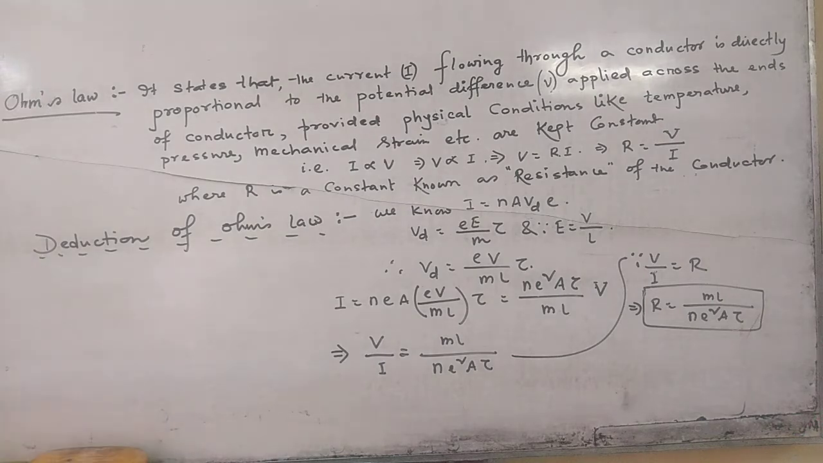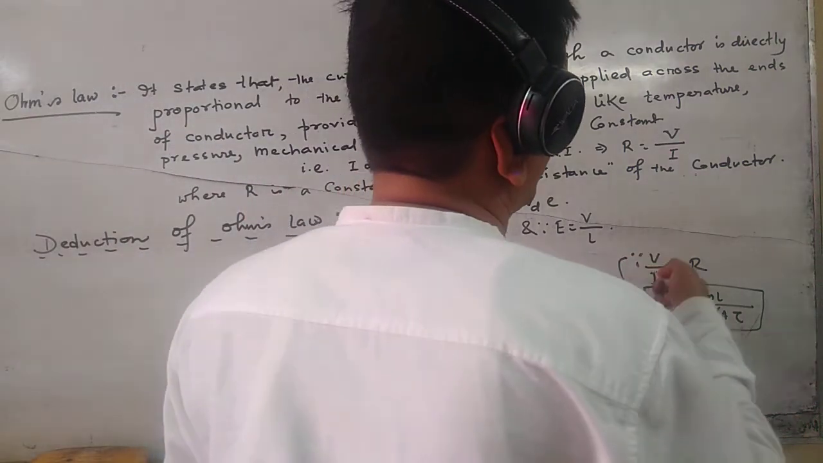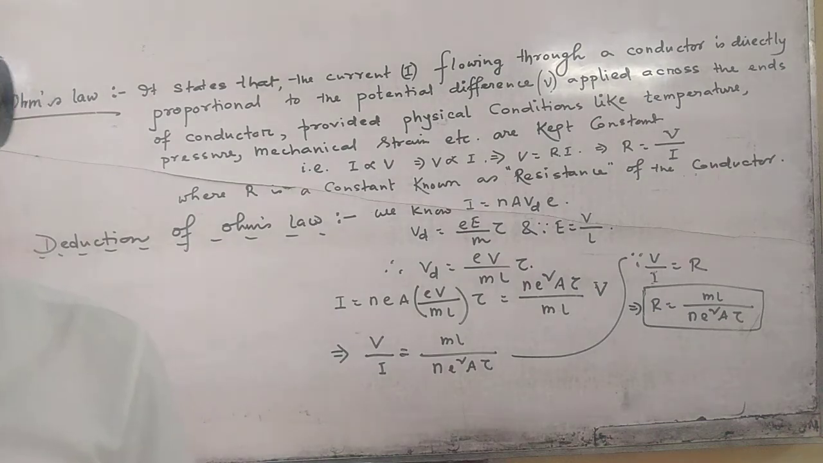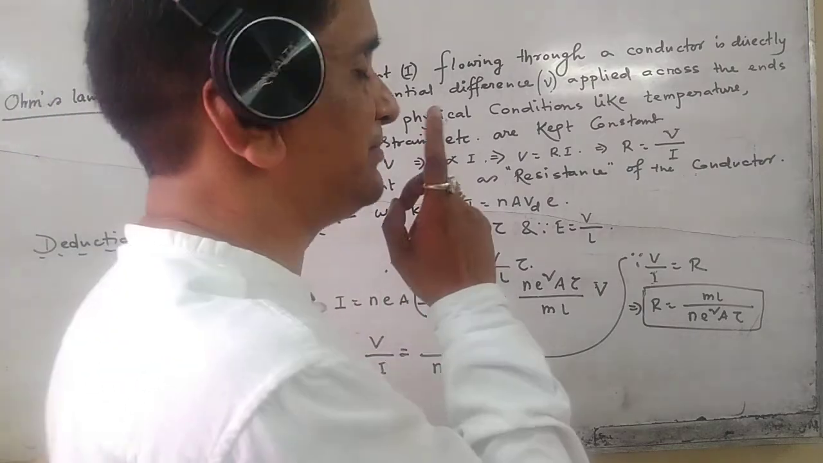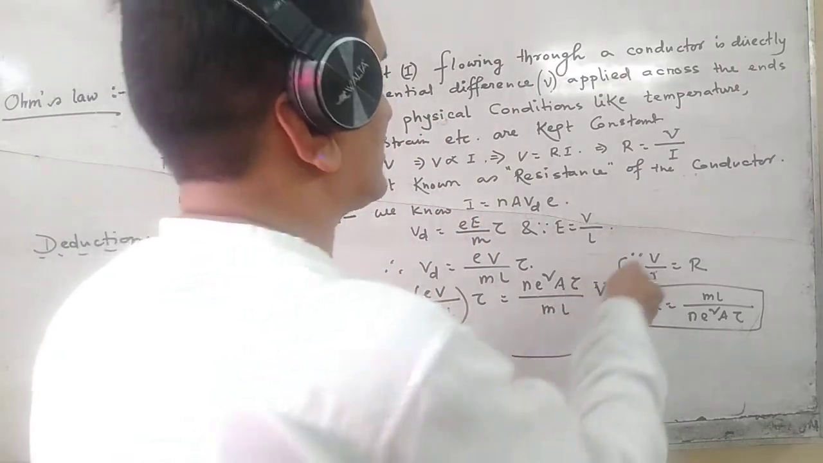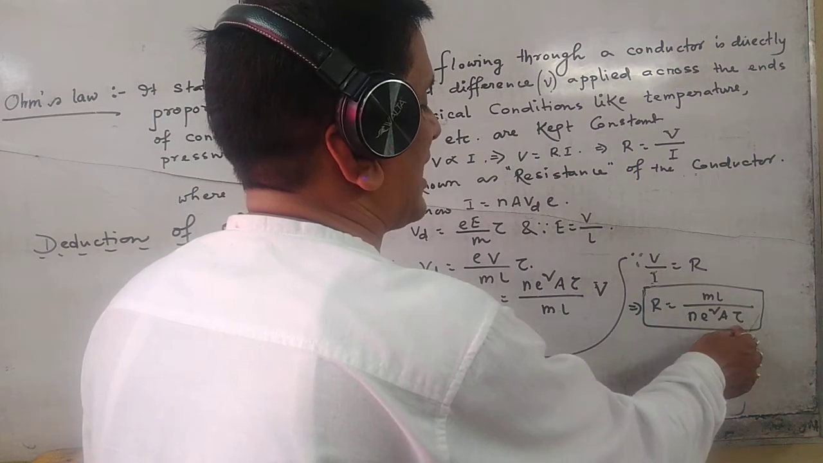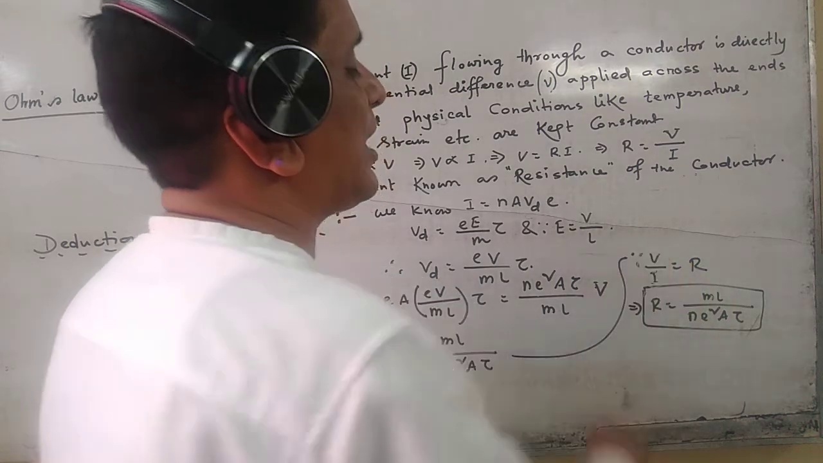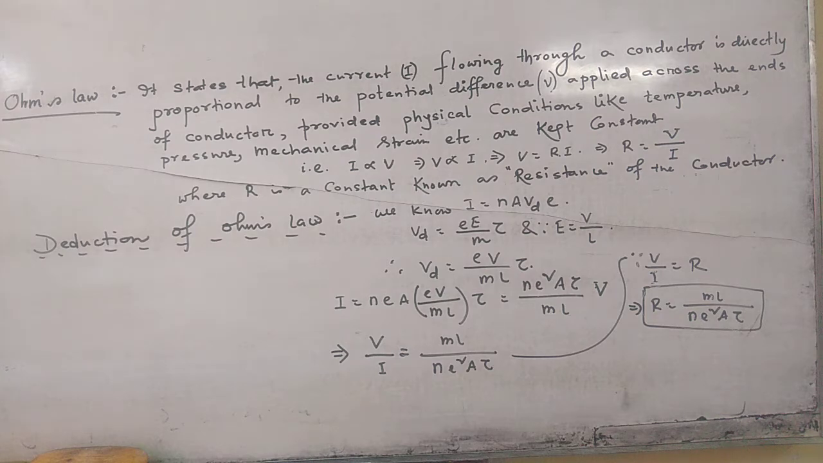And what is resistance? Next question is what is resistance? Generally, it is the ratio of potential to the current flowing through a conductor. Be serious about that. Notice that R depends upon L, A, tau. These things are constant, but it is independent of V and I. Is it clear? It is independent of V and I.